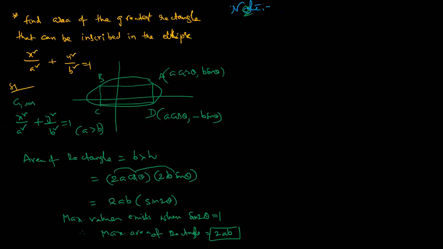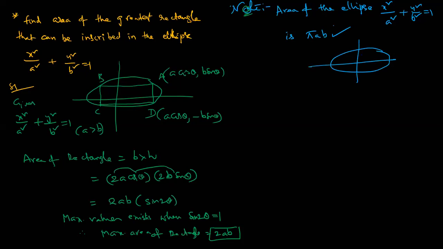Note: the area of the ellipse x square by a square plus y square by b square is equal to 1 is pi ab. Earlier we discussed this in which chapter? Areas, with the help of integrations. Just a rough idea: the ellipse has points a comma 0 and 0 comma b.